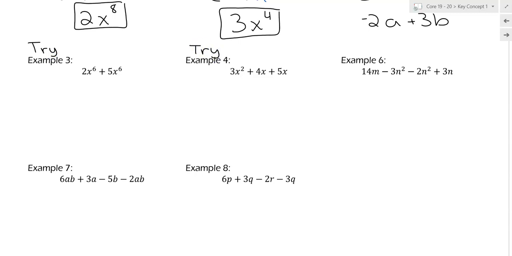Or 3, 4, oh, we lost the 5. There should be 4, 5, and 6. Sorry about that, typo. On your own. Okay, so pause the video, get an answer for those, and then play the video and you can check your answers.